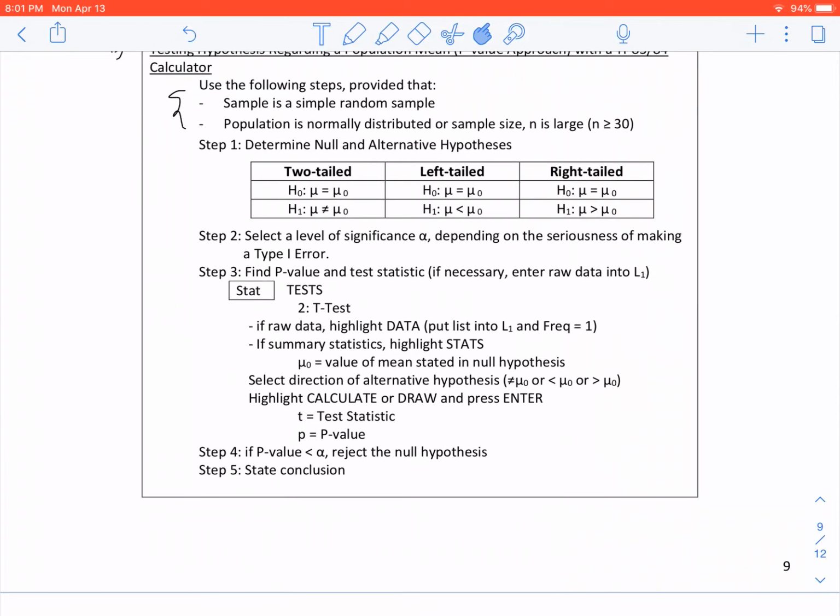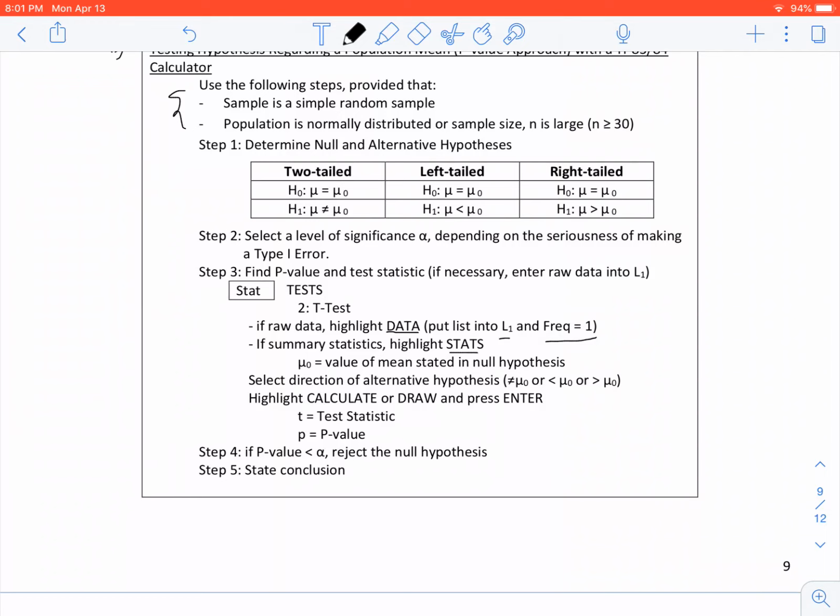So we're going to go from the stat button to test. Go down to number 2, it's t-test. If raw data is given, listed numbers, we're going to go to data, put the list into L1, and the frequency needs to be set at 1. If summary statistics are given, highlight stats, and mu naught is the value of the mean stated in the null hypothesis. Select the direction of the alternative hypothesis: not equal to, less than, or greater than.